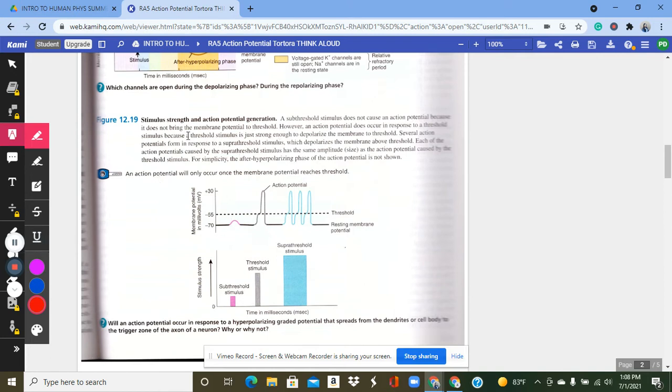So an action potential will only occur once the membrane potential reaches threshold. So basically, threshold stimulus is the minimum stimulus needed to achieve an action potential. And as mentioned, the threshold stimulus causes the membrane potential to become less negative, because a stimulus, no matter how small it is, causes a few sodium channels to open, and it allows some positively charged sodium ions to diffuse in.